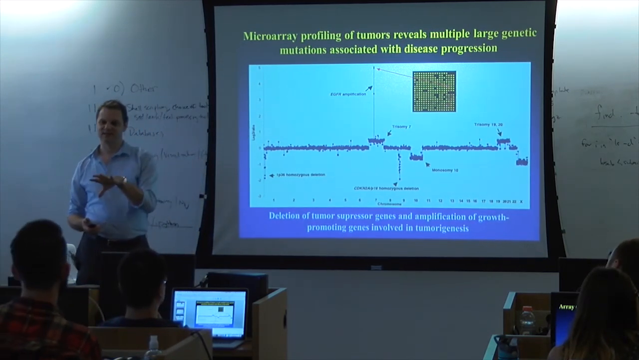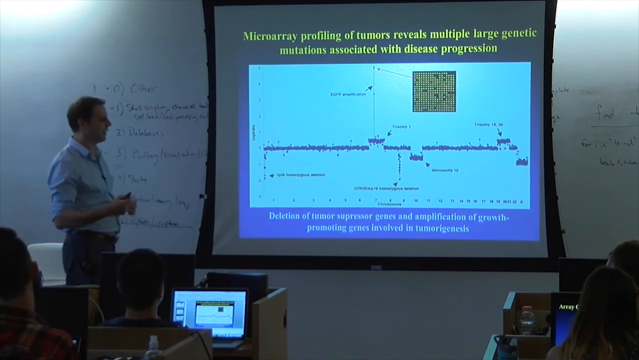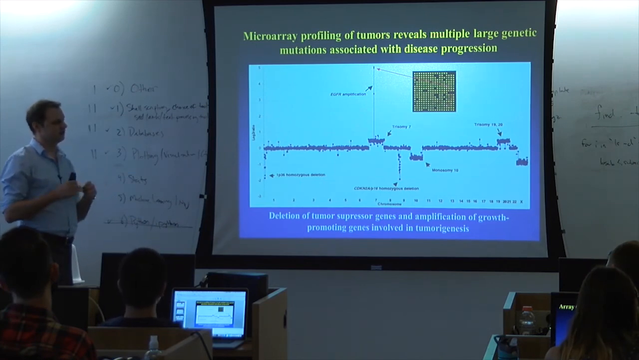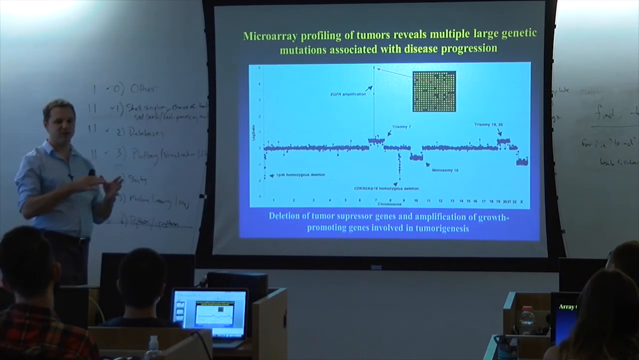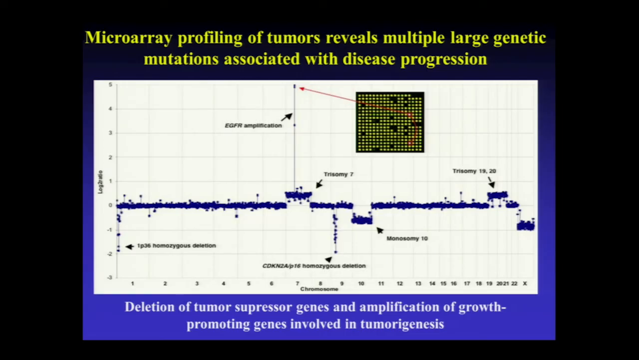Your reference DNA is matched DNA from the same person, but from blood or from outside the tumor site. And so here you're characterizing copy number changes that occur in the tumor versus their somatic DNA. What you can see is the tumor has gained whole copies of chromosome 7, 19, and 20. It's lost chromosome 10. But interestingly, it's got a homozygous deletion here of a tumor suppressor gene, which is probably something important in the genesis of that particular cancer.